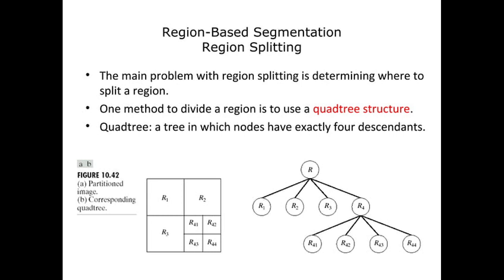That is the problem: how to determine where to split a region. For that, one method to divide a region is to use the quadtree structure. So what is a quadtree? It is a tree in which nodes have exactly 4 descendants.